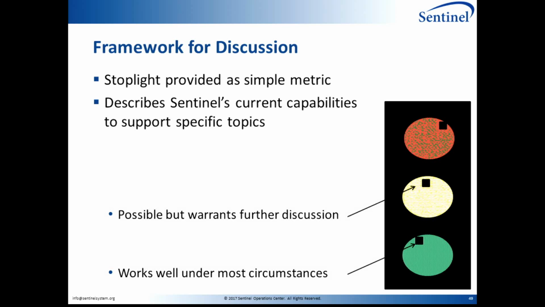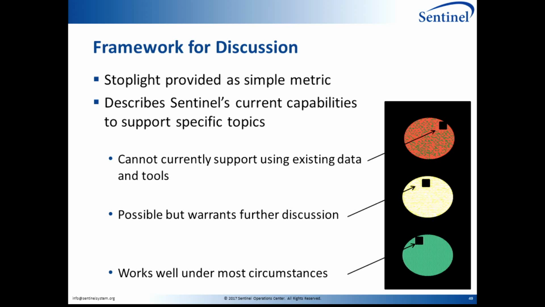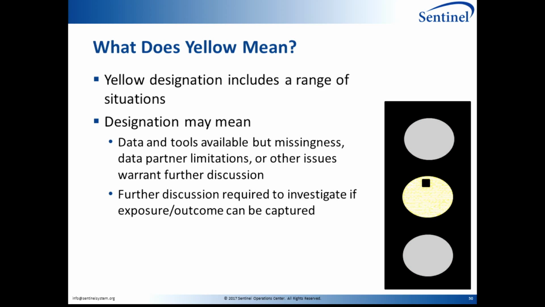So as I said, green works well under most circumstances, but yellow warrants further discussion, and either the existing data or the existing tools or both aren't there to support addressing that research question. So just to pause on yellow, what does yellow really mean? It could be that the data is available, but there's sufficient known missingness that may cause some concern, or there's less granularity than what you would hope to take a dive into a particular data element. It may be missing over certain periods of time. It may have gotten better in more recent times. And so really, it's just a word of caution to investigate and explore further if that exposure or outcome can be captured.